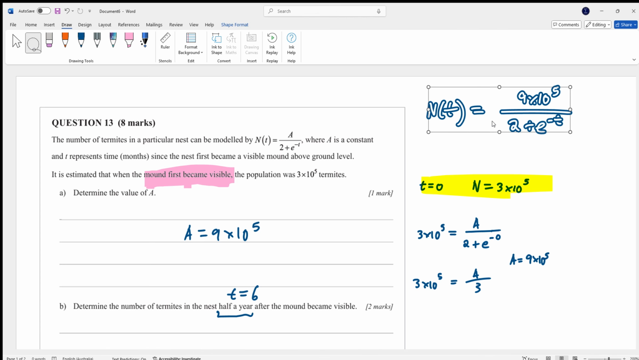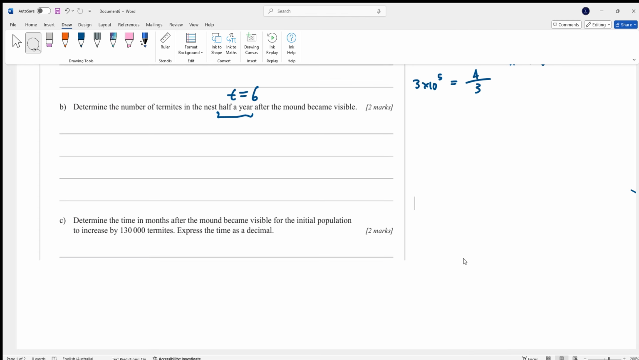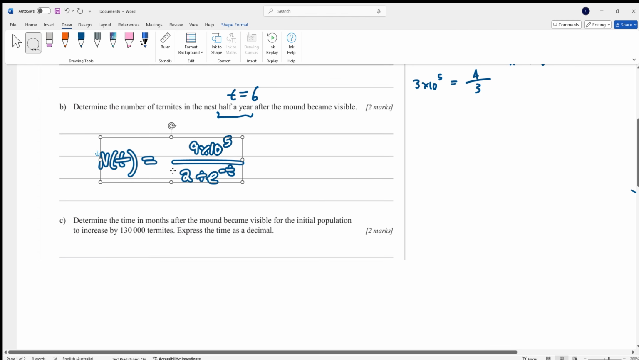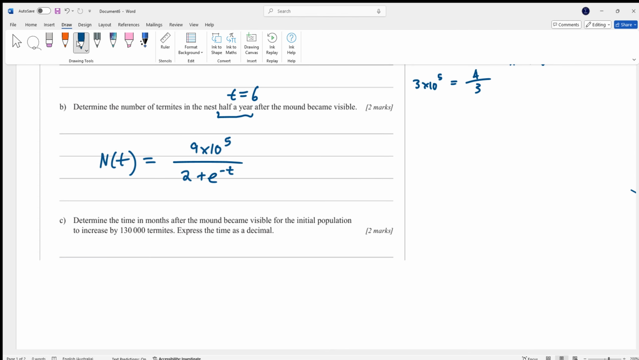Now, if you didn't get the correct A value at all, you'll get follow through marks with this working, provided you do the rest of it correctly. So here we're going to go n of 6. Wherever you see t, you're going to replace that with 6. So we've got 9 times 10 to the 5 over 2 plus e to the negative 6. And we would put that into our calculator. If we put that into our calculator, we're going to get a number like this.